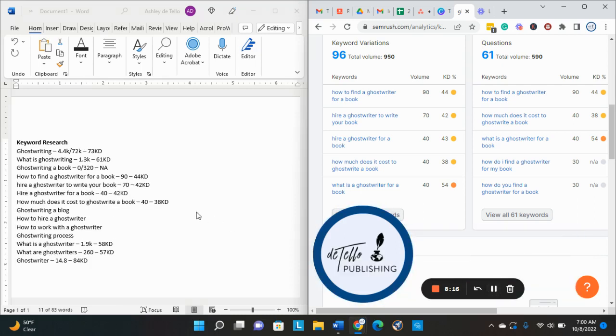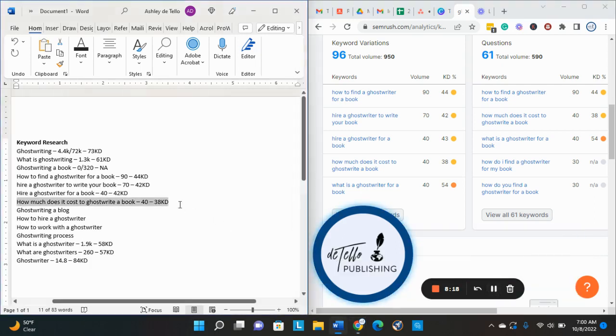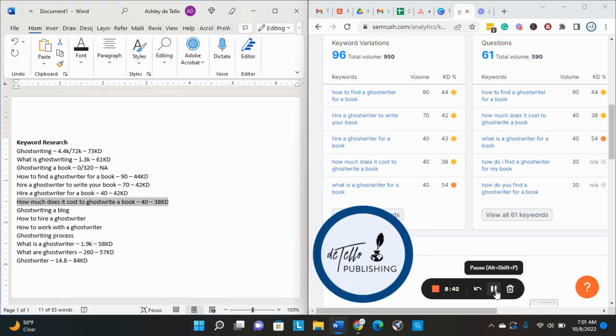Okay, and in this process, you will also find things to talk about that maybe you hadn't thought about. So I just found this one: how much does it cost to ghostwrite a book. It doesn't have a lot of keyword volume, but I might find some variations. The cost was something I hadn't thought about, and I can see that some people are looking for that. So maybe I'll include that in my article of how much does it cost to ghostwrite a book.